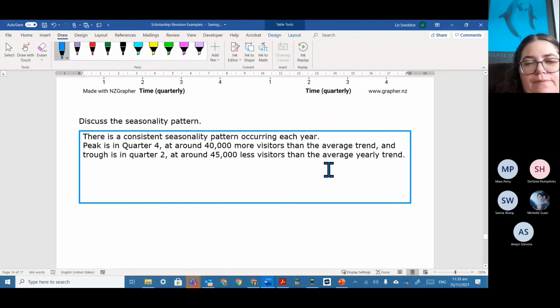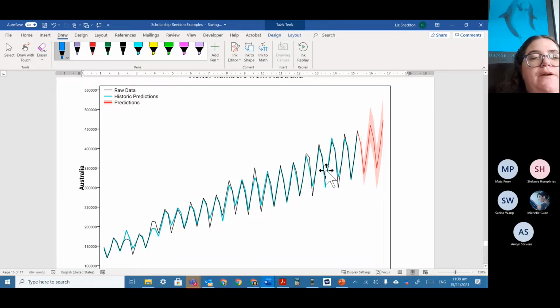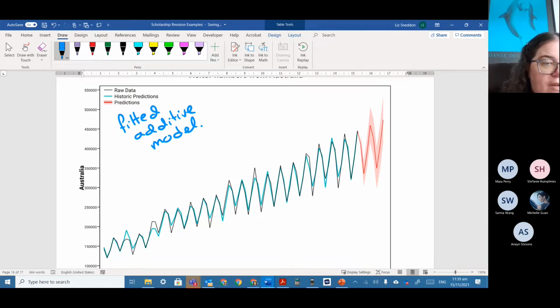Okay. So what we then want to do, if I skip past that, is this is now having actually fitted the additive model. And what we want to look at is how well does that model fit? Does it fit really well? Does it not? So the green line, these historic predictions, this is your model. Okay, the black line, that's your actual data itself.